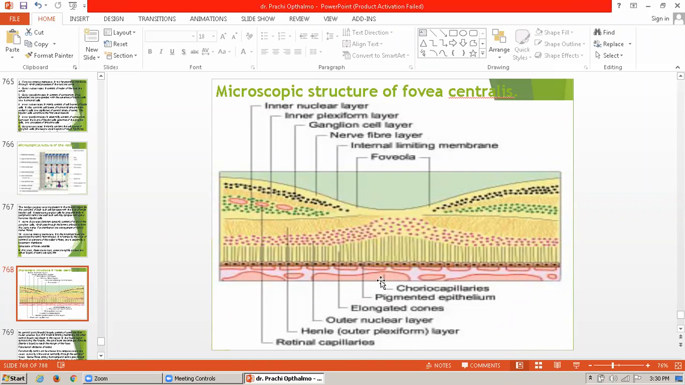Then this pink is the retinal capillaries. Just below that there is the Henle layer, that is the outer plexiform layer, then the outer nuclear layer, then these are the elongated cones, pigmented epithelium, and the choriocapillaris. So these are the choriocapillaris.